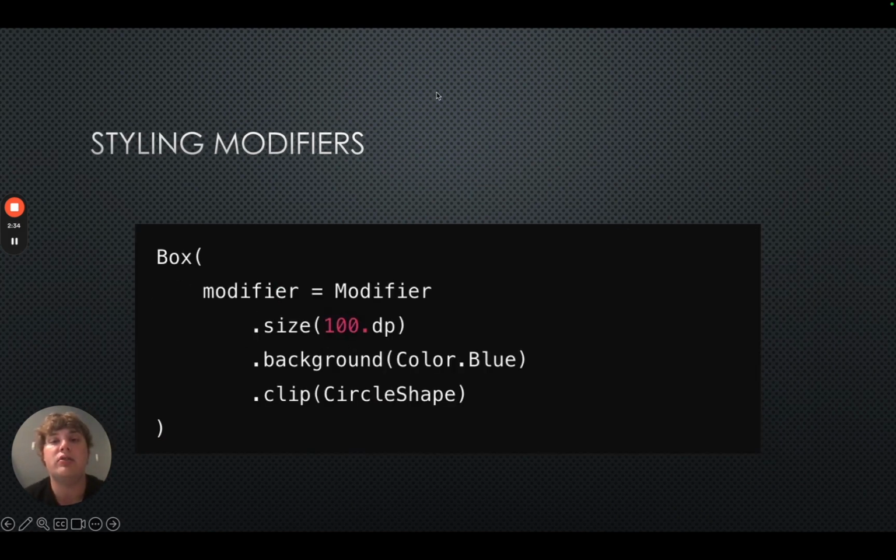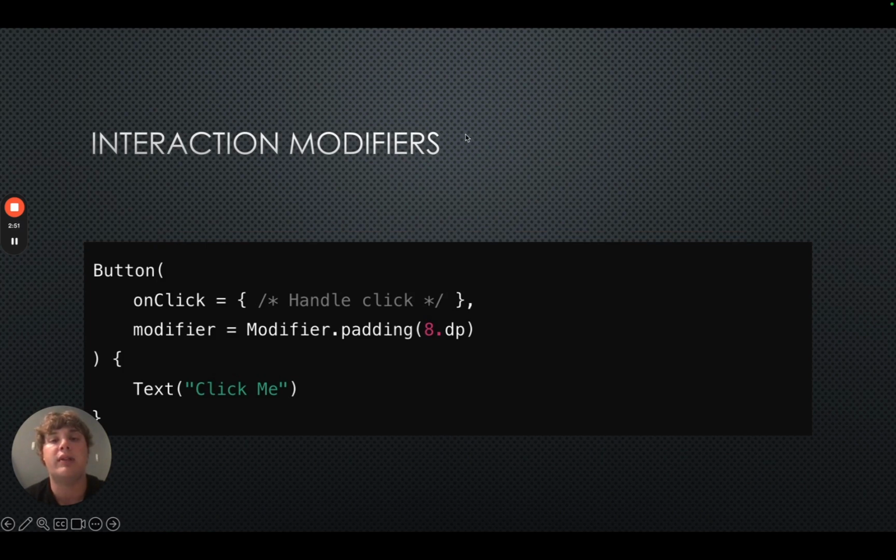Styling modifiers: you can apply visual styles to your composables, such as setting background colors, adding borders, or clipping a composable to a certain shape. In this example, we create a 100 dp box with a blue background and clip it into a circular shape. Interaction modifiers: you can use modifiers to handle user interactions like taps or drags. For instance, you can use clickable to make a composable respond to touch events.